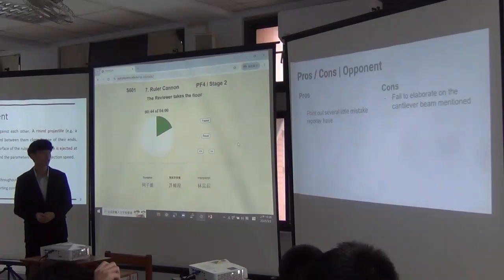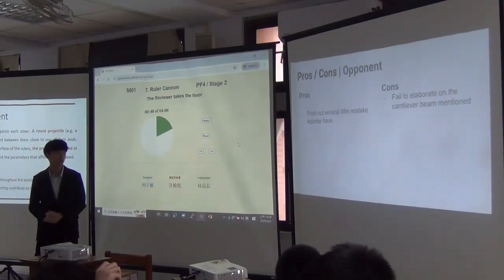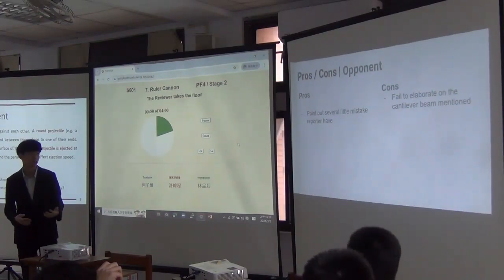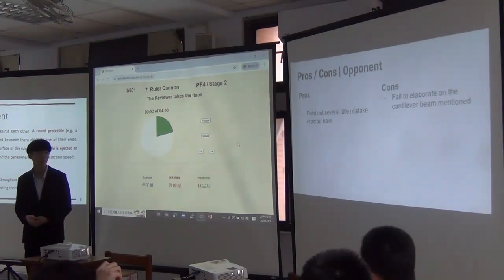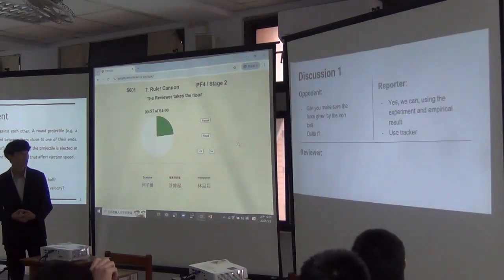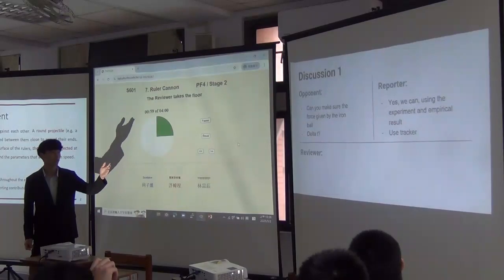And for the pros and cons for the opponent, they point out several little mistakes the reporter had and delve further into their concerns. And for the cons, they fail to elaborate on the cantilever beam that we discussed before. So now I'm going to summarize the discussion between the opponent and reporter.